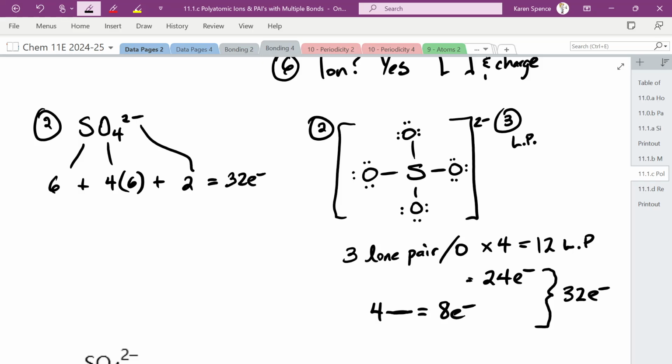Are we good? Okay. It just means you have 2 more electrons to work with in the structure.